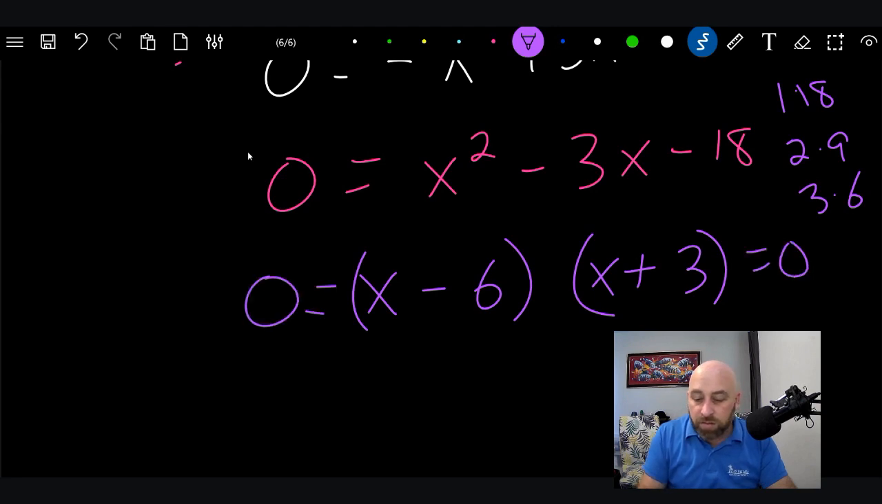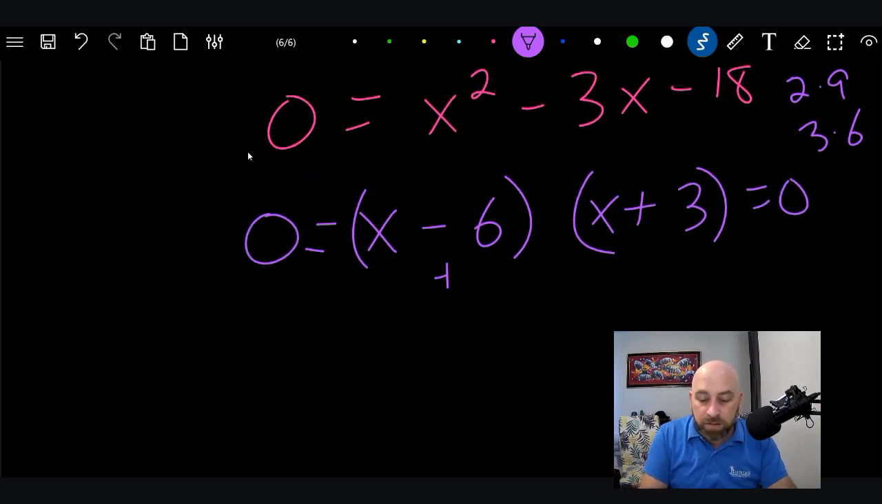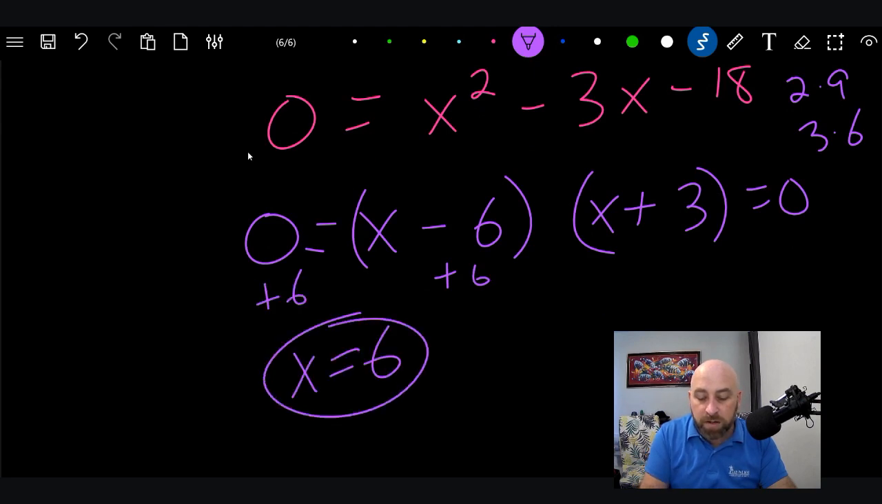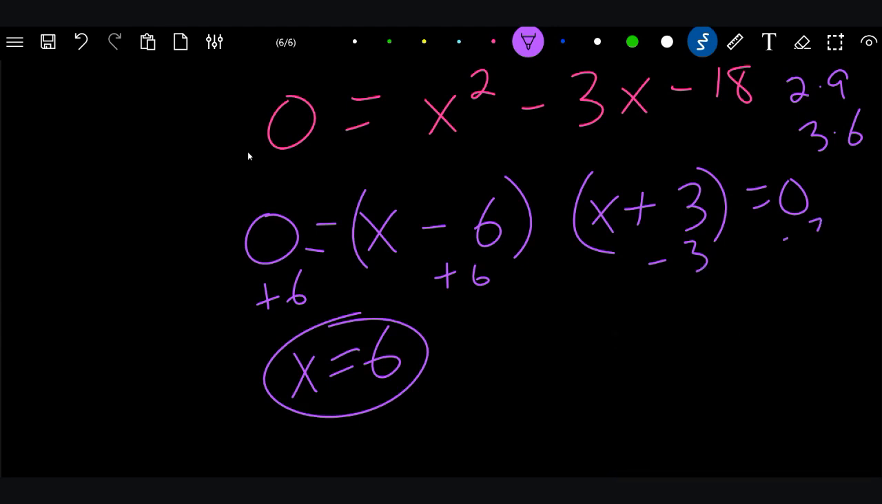But we do the zero factor property. We set them both equal to 0, plus 6 on one side. We're going to get x equals 6 over here. And we're going to do minus 3 to both sides there. x equals -3. So those would be our two answers on that one.